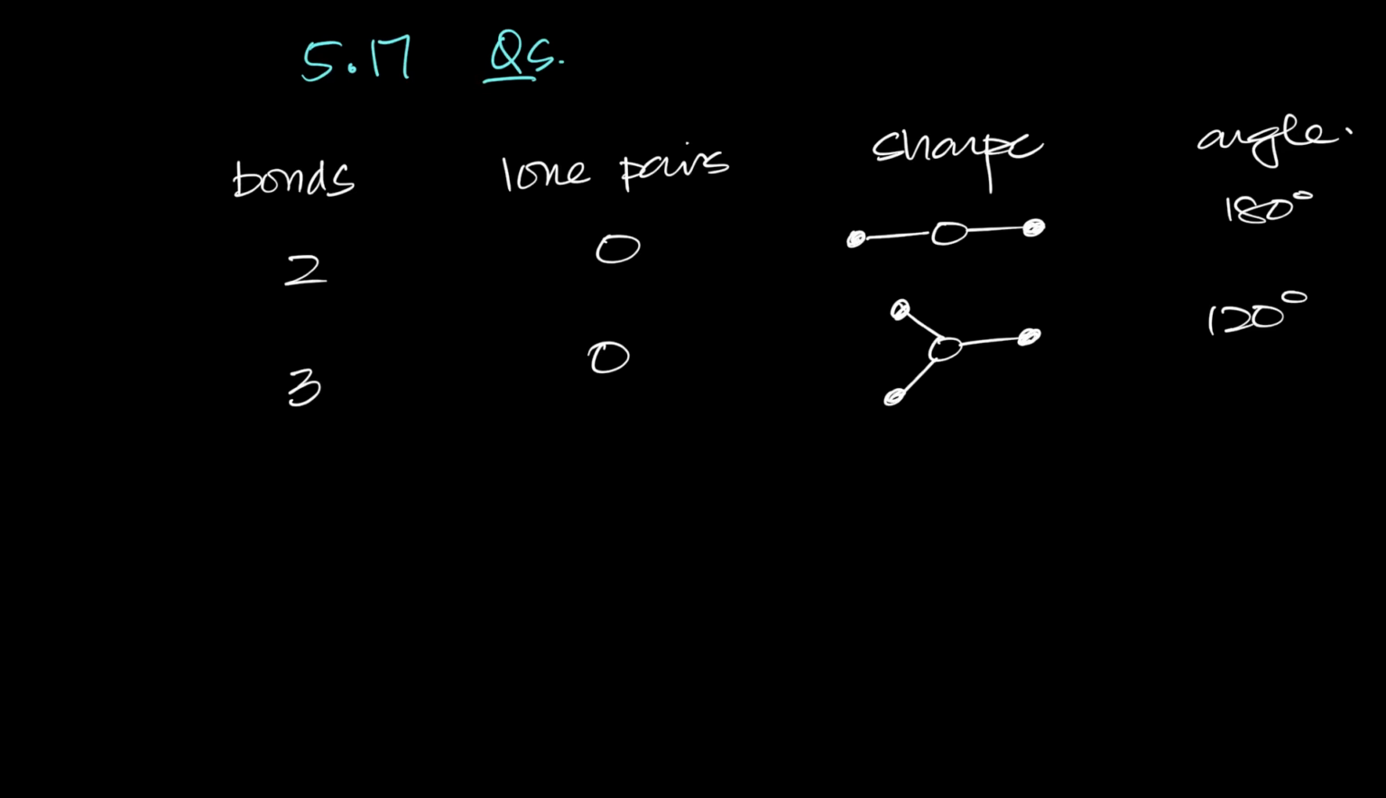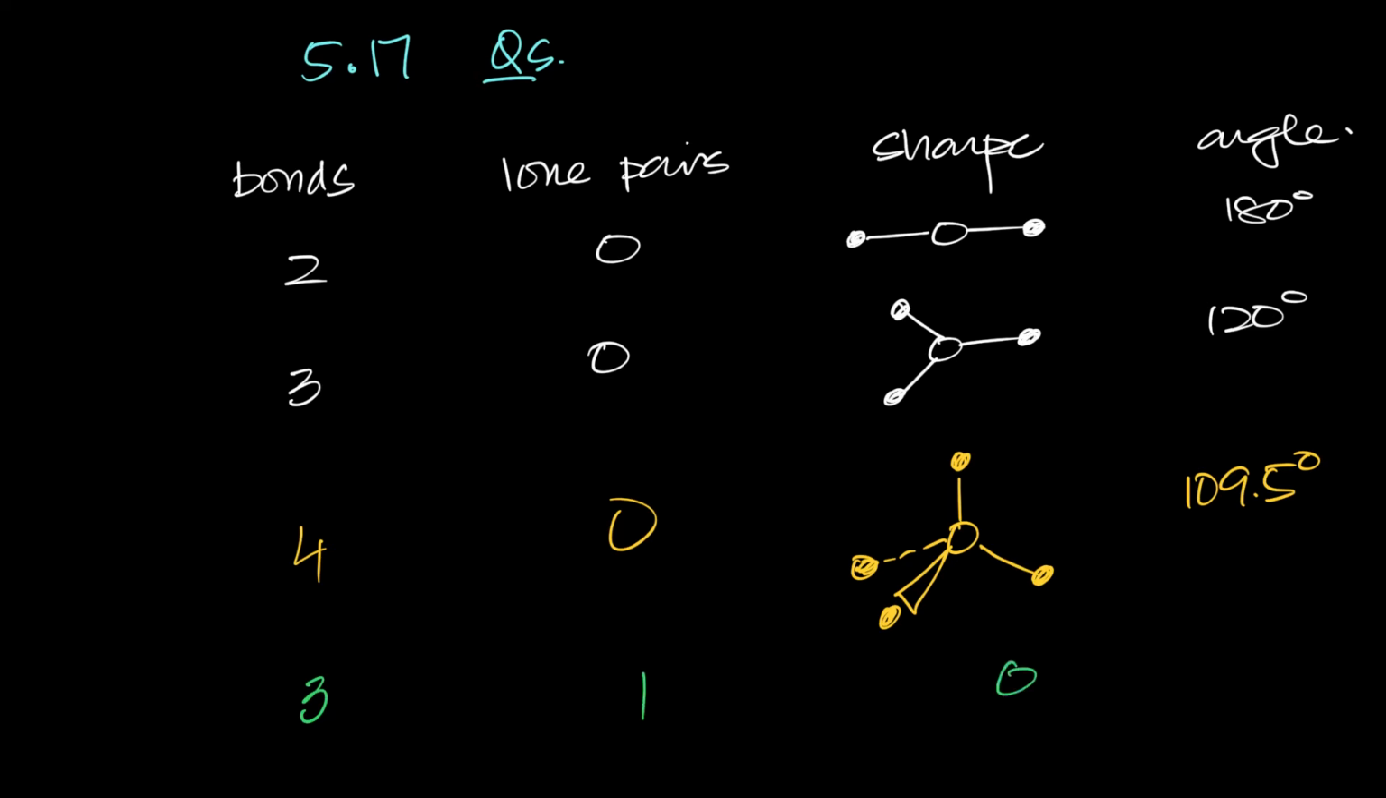Then you have four bonds and no lone pairs, the shape is tetrahedral. So you draw that like this. The drawing becomes equally important. And then the angles are 109.5. And then you also have variations of this with three bonds and one lone pair. Three bonds and one lone pair would be, now this is a lone pair, about less than 109.5, approximately 107, not always but approximately.